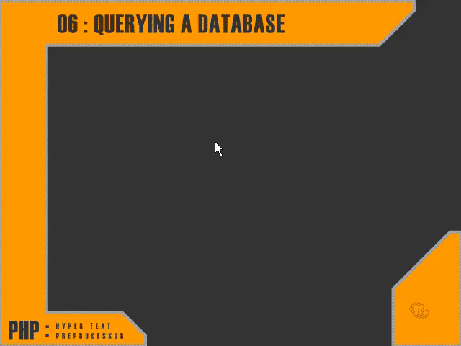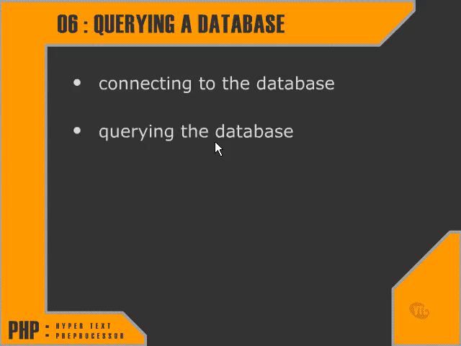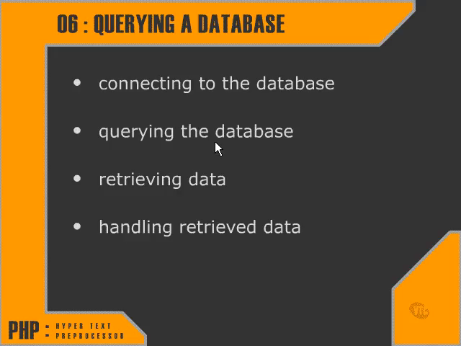In this chapter, we're going to be looking at one of the most useful and important parts of a scripting language such as PHP, and that is database connectivity. We're going to be looking at the ways in which we can connect to our database and query it to bring back data that we can use within our scripts. And then we're going to be looking at ways to handle that data once it gets back to our PHP script.